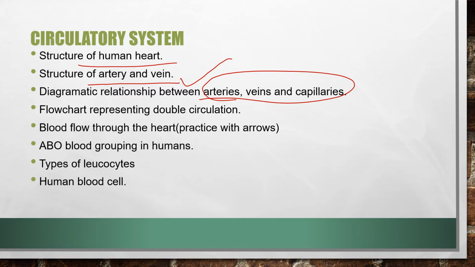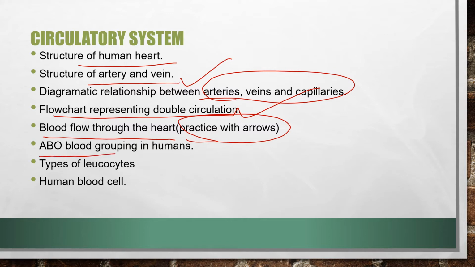Next comes the flow chart representing the double circulation. Then the blood flow through the heart, and it should be done with arrows. If you are not putting the arrows, you will not know from which direction to which direction the blood is flowing, the flow of oxygenated blood as well as deoxygenated blood. So the blood flow through the heart should always be practiced with arrows.